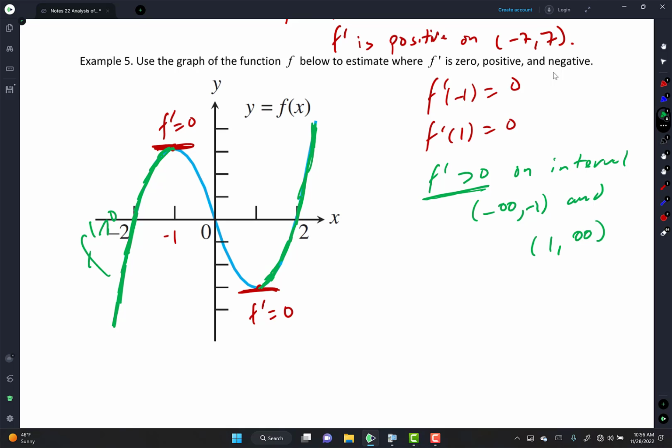But if I told you where is f increasing, then you would say f is increasing from negative infinity to negative 1 bracket, because of the definition of what increasing means, and from 1 bracket to infinity, parenthesis. Does that make sense? Okay.